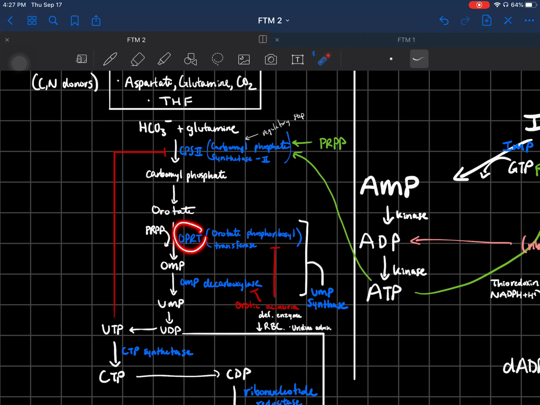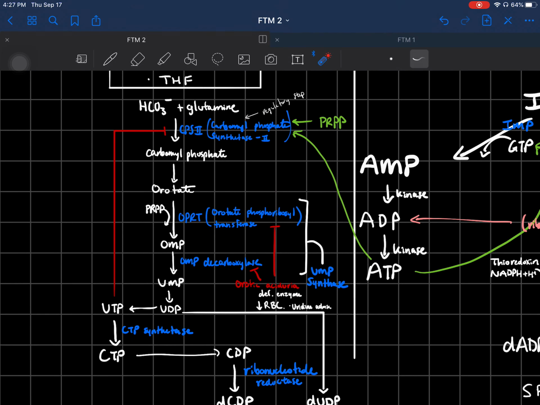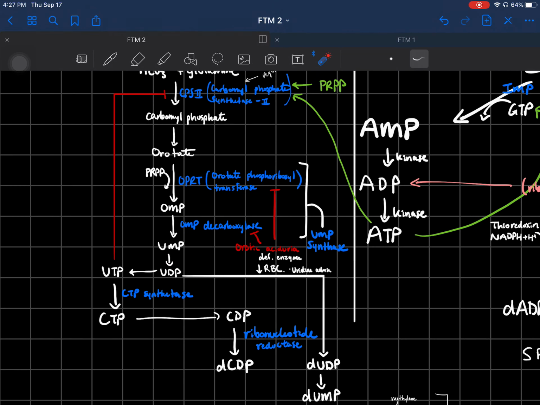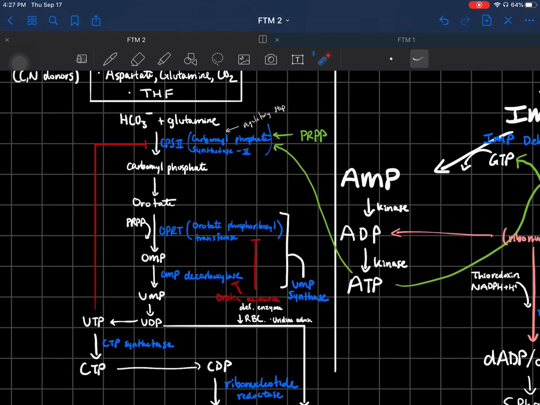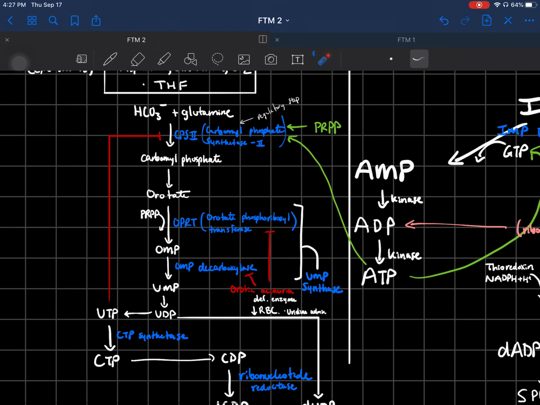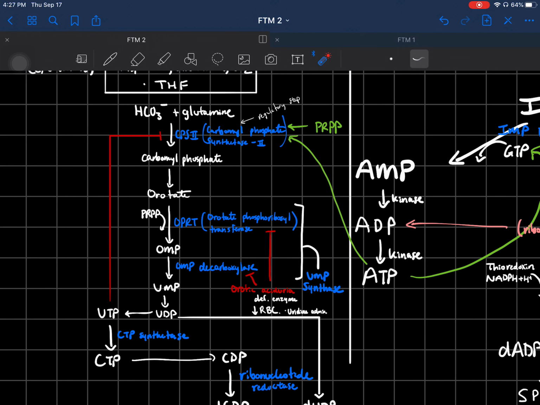And orotate is going to be turned into OMP through orotate phosphoribosyltransferase and PRPP, like we talked about before. It's going to be decarboxylated by OMP decarboxylase into UMP, and then UMP is going to be phosphorylated into UDP. Okay, and then UDP can be phosphorylated again into UTP. Okay, and remember, uracil is going to be that for RNA only, right?